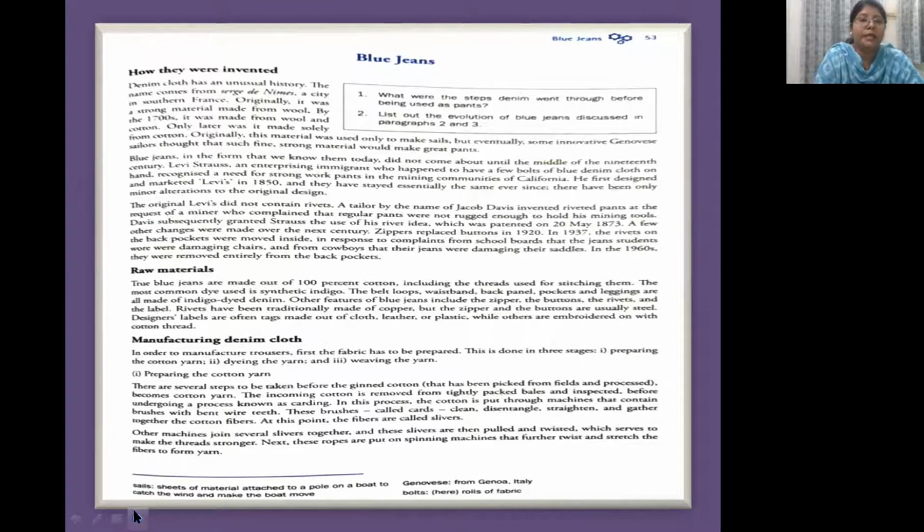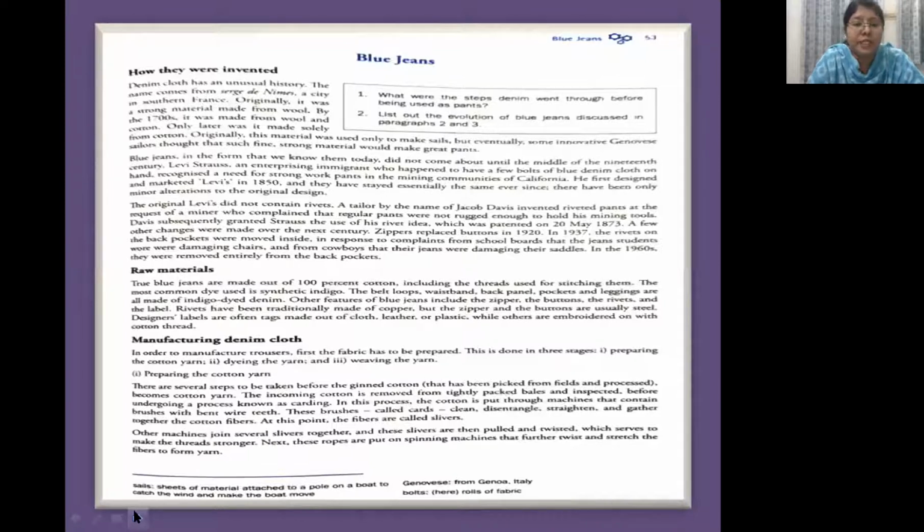Now the name, you get the name from a city in southern France. The name is Serge-de-Nîmes. So from there you get denims. And when did it originate? First it was made from wool. Then in the 70s it was made from wool and cotton, and later it was made only with cotton. This material was used for sails because it was very strong. Later some Genoese sailors thought that this could make good pants because it was a very strong material.